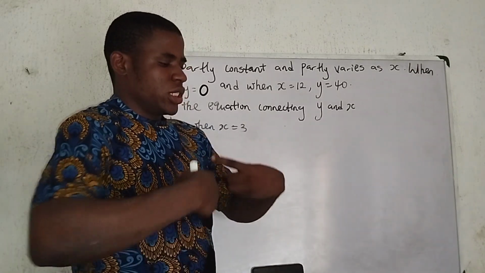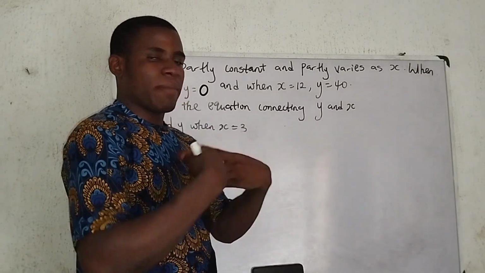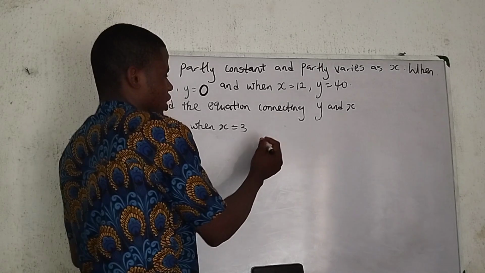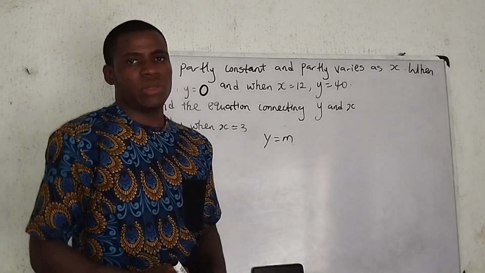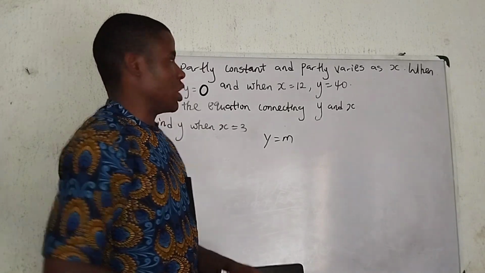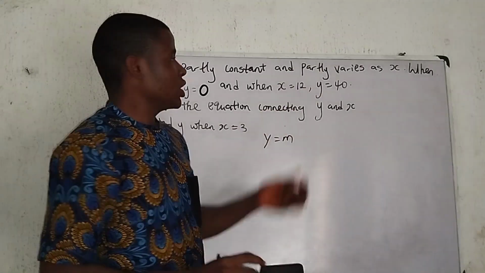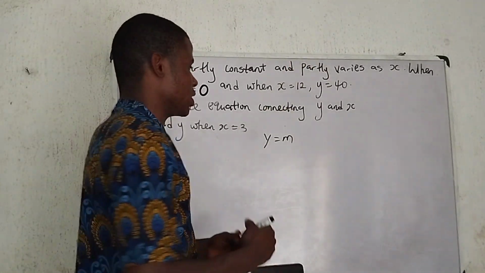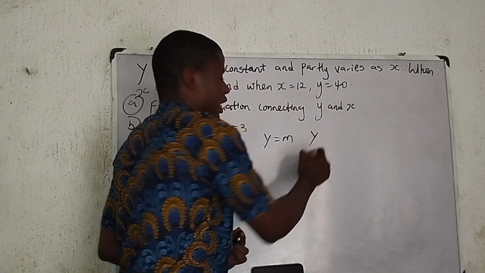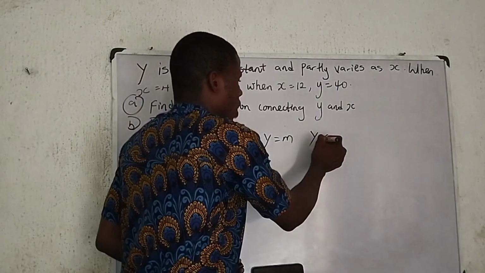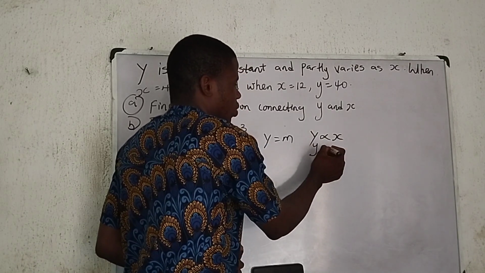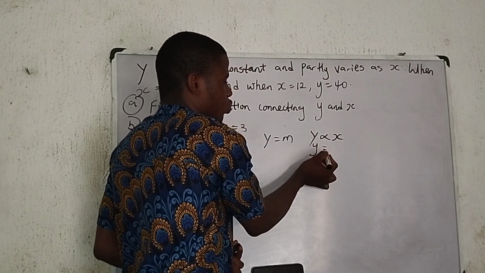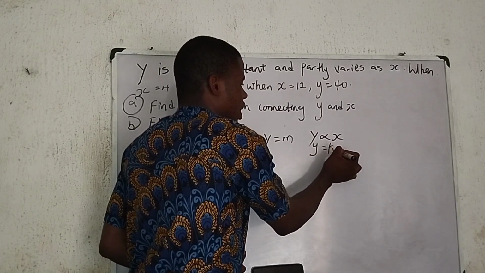So it tells you that the cost of my material is constant. So we just say that y is equals m, where m is what? Material. I'm charging based on material. Now, and partly varies as x. So when y partly varies as x, it's just like normal direct variation. Y partly varies as what? X. So y is equal, when you remove the proportionality sign and you introduce equals to constant times x.